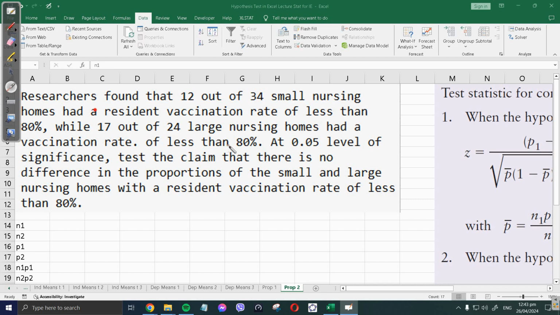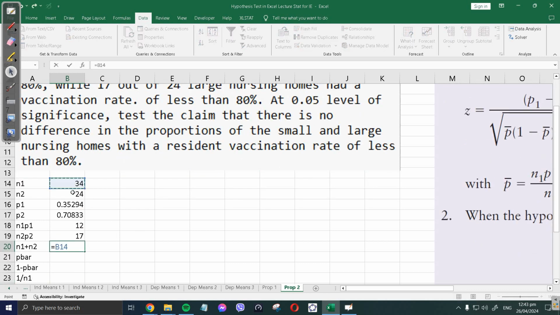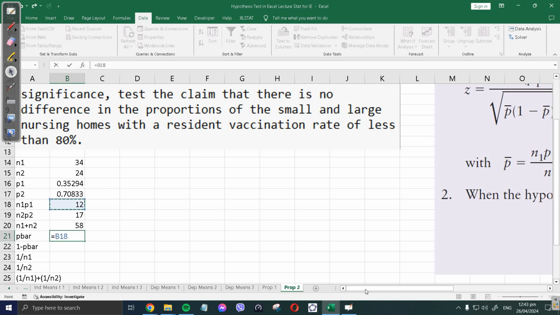So luckily, the numbers are given. We don't need to count them, so let's just place them in. The sample size for the small nursing home is 34, while for the large, it's 24. The proportion is 12 out of 34, so it's 12 divided by 34, while the other one is 17 out of 24. So N1 times P1, the other one is N2 times P2. Then we add N1 and N2. Then for P bar, N1 P1 plus N2 P2 divided by N1 plus N2, which is at cell P20.